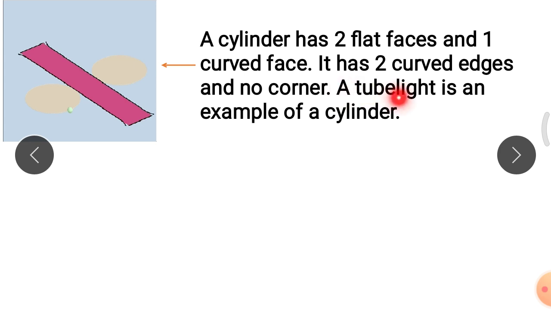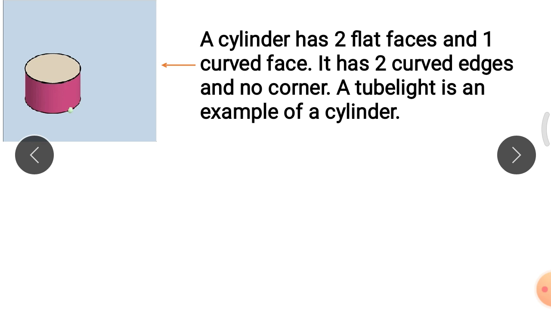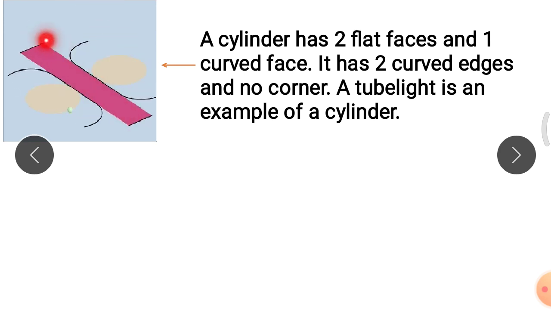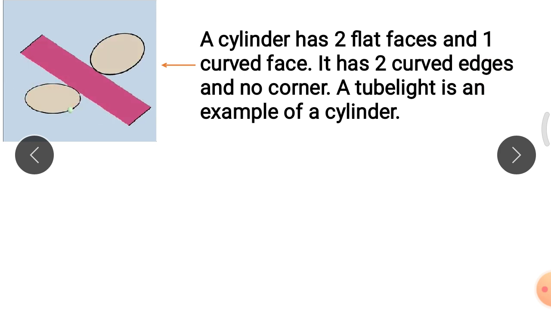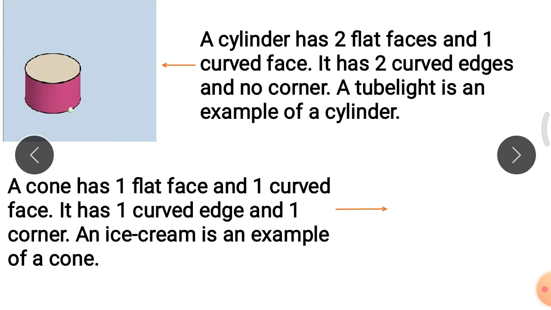See, a tube light is an example of a cylinder. When you see carefully this picture, you will come to know that a cylinder has two flat faces. You can see one here and one down. See, when it will be opening, one is this one and the other one is this one. And this is the curved one. So it has one curved face. It has two curved edges. See, one and two black color lines. Yes. And no corner. So a tube light is an example of a cylinder. Come to the next one.